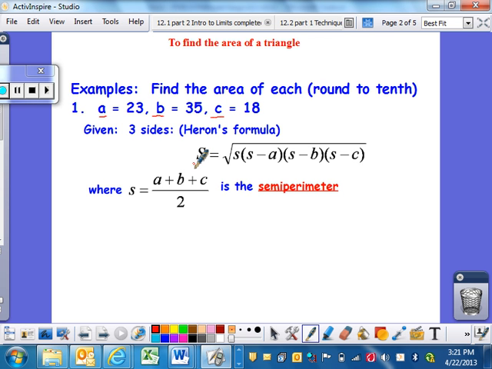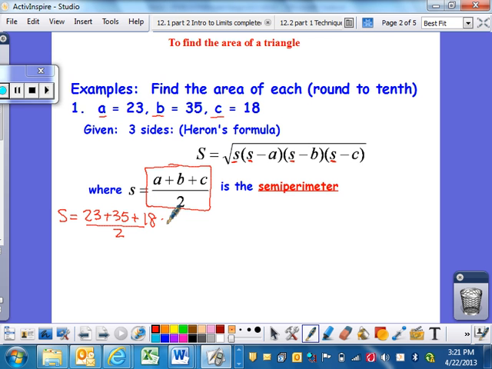I think it should be capital A or something, but this little s here is the one you're going to put in 4 times, okay? You have to do this calculation first. Add up A, B, and C and divide it by 2. That's going to be your little s that you end up putting in each spot. Okay, so A is, in this case, what? 23 plus 35 is B plus 18 is C, and divide that by 2.